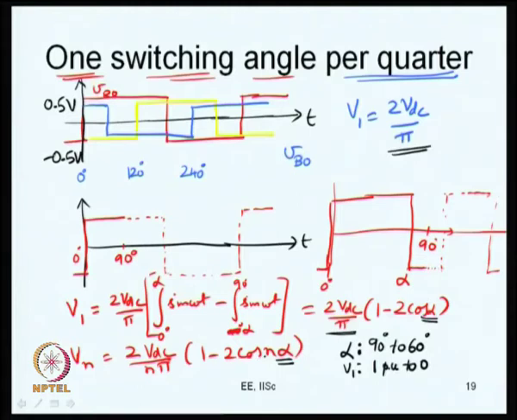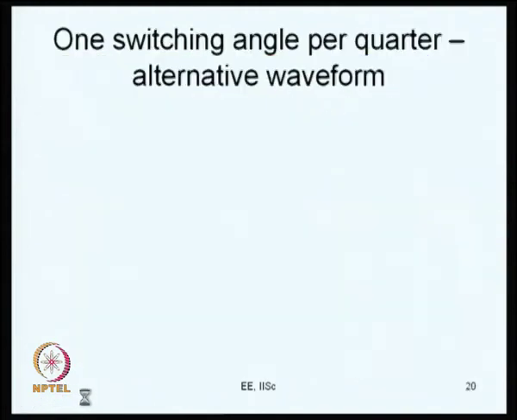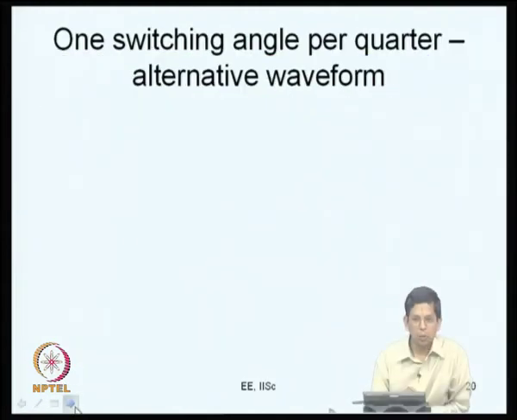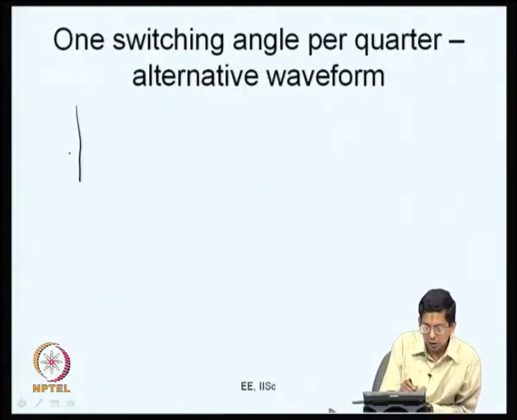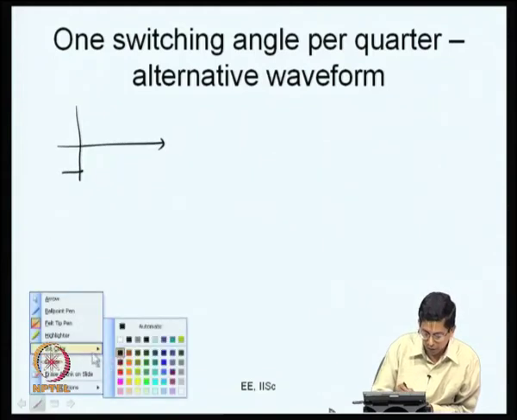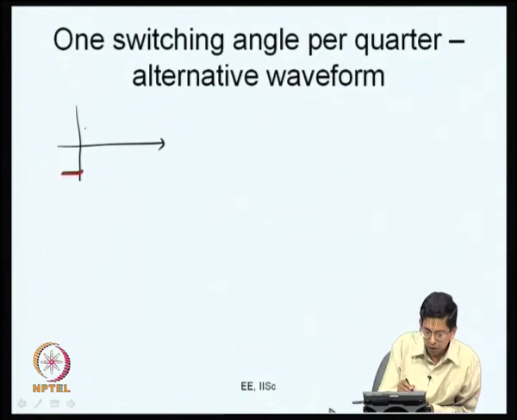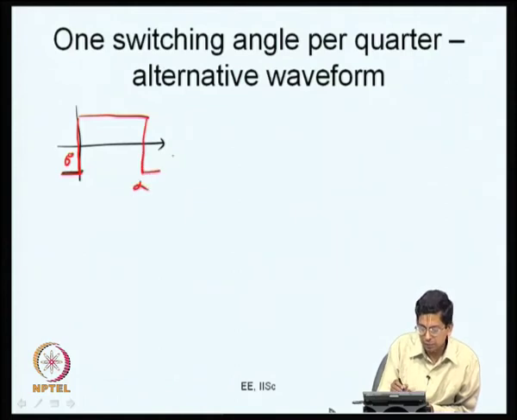Now, I am going to look at an alternative way to get this, using one switching angle. What we drew in the earlier case was a situation like this. I am sorry, let me just change the color to red here. So, the waveform was switching at 0 degrees, and it is switching back at an angle alpha, and this is 90 degrees.